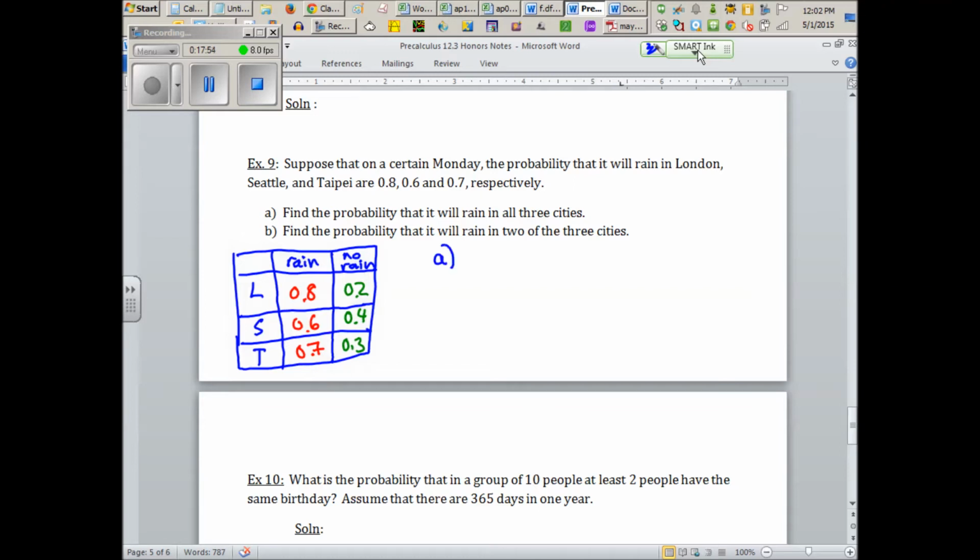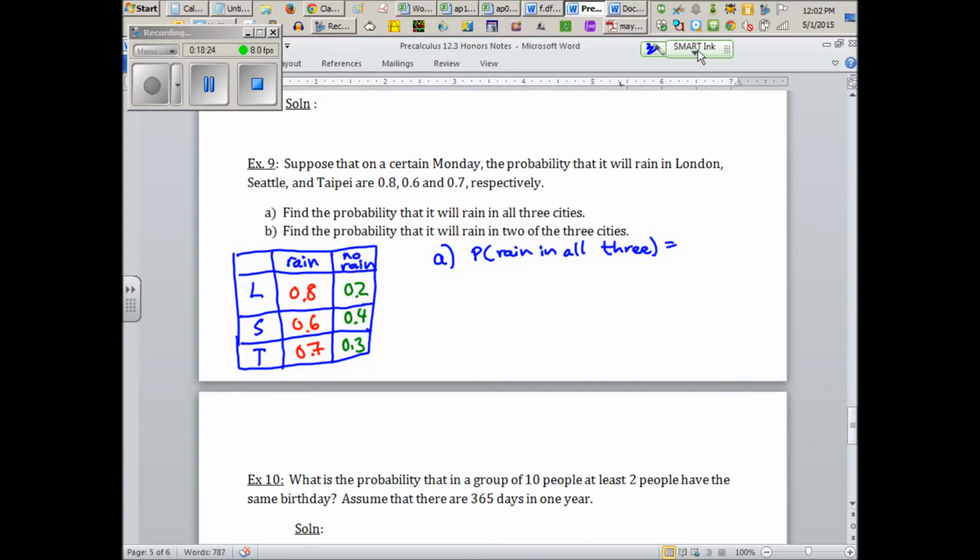So if you want to find the probability that it will rain in all 3 cities, probably the easiest way to do this is to just think of it this way. It's probability of rain in London times probability of rain in Seattle times probability of rain in Taipei. Just multiply the 3 red numbers. It's that simple. So let's do that on the calculator.